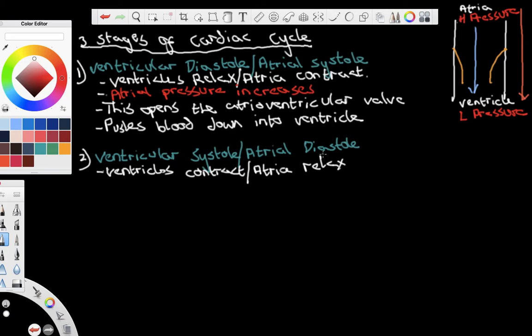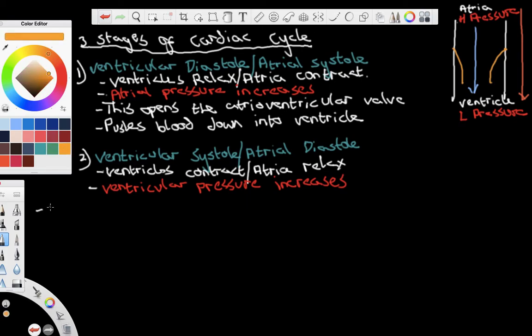What this means is that pressure inside the ventricles increases. So we can say ventricular pressure increases. Okay. What this means is that the higher pressure in front of the atrioventricular valve forces it to shut, whereas the higher pressure behind the semilunar valve forces it open. So I'm going to put this in a different colour because this again is something that causes a bit of confusion, and I will explain it in a moment.